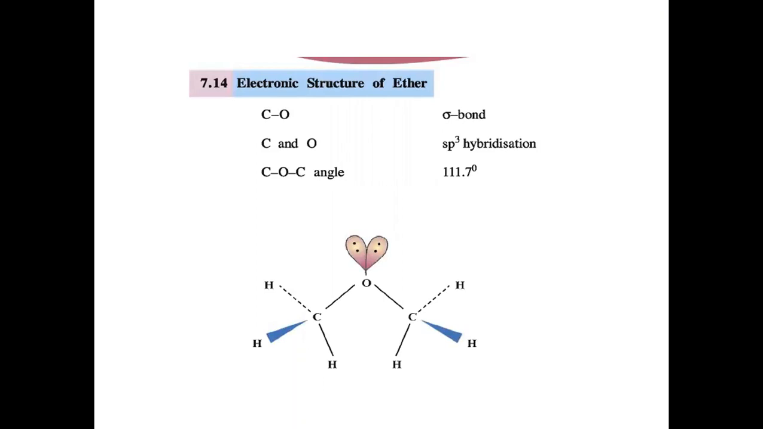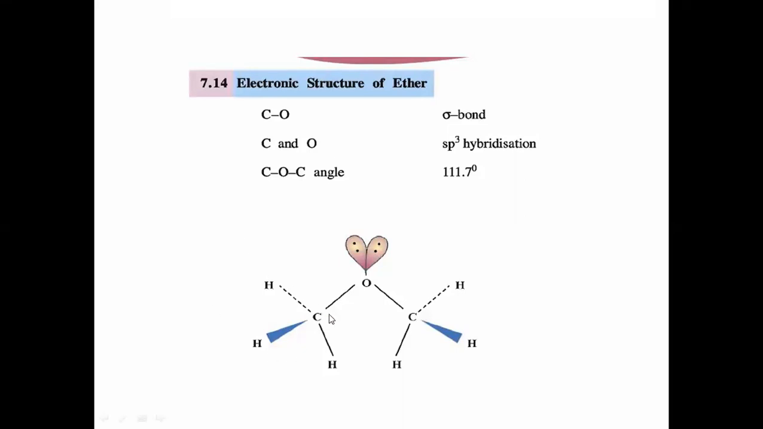So, what is ether? See here, CH3OCH3. The electronic structure of ether: oxygen has two lone pairs. The bond between carbon and oxygen is a sigma bond. Carbon and oxygen have sp3 hybridization. The angle between C-O-C is 111.7 degrees. So, the electronic structure of ether is given here.